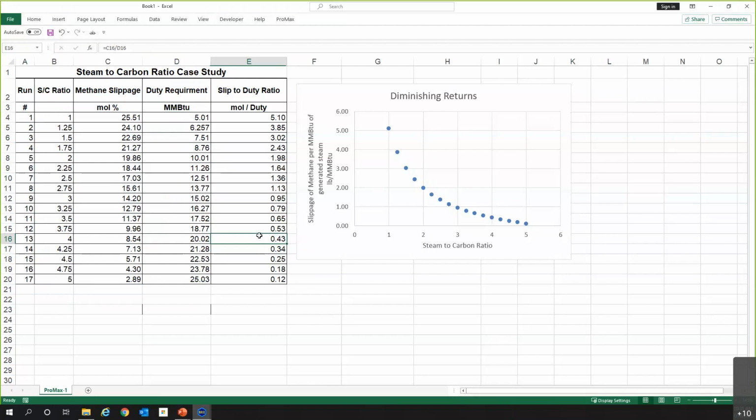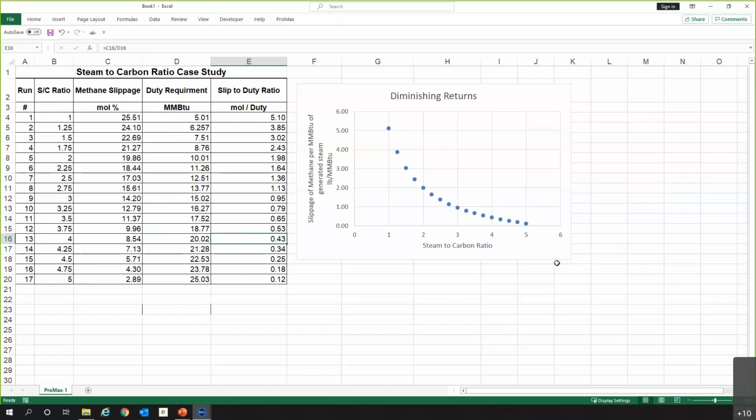What this is going to do is tell us how much conversion we're getting with the addition of 1 extra million BTU of duty. And as you can see from the graph, as we get lower and lower between our ratios of 3 and 5, the amount of conversion that you're getting is smaller. It's incrementally smaller and smaller as we reach 5. And had we gone to 6, it would have really bottomed out.